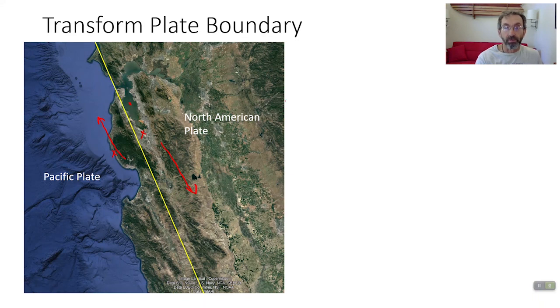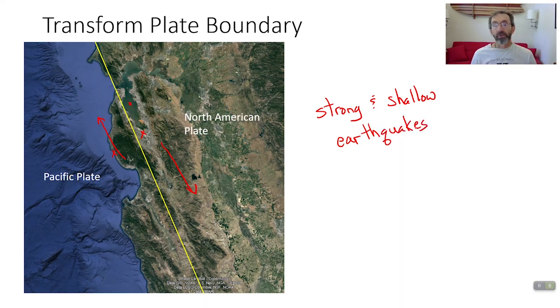Now, as we know, this type of plate boundary is associated with strong and shallow earthquakes. And so the fact that these earthquakes are shallow means that we feel them a lot more. They're much closer to the surface where we live.